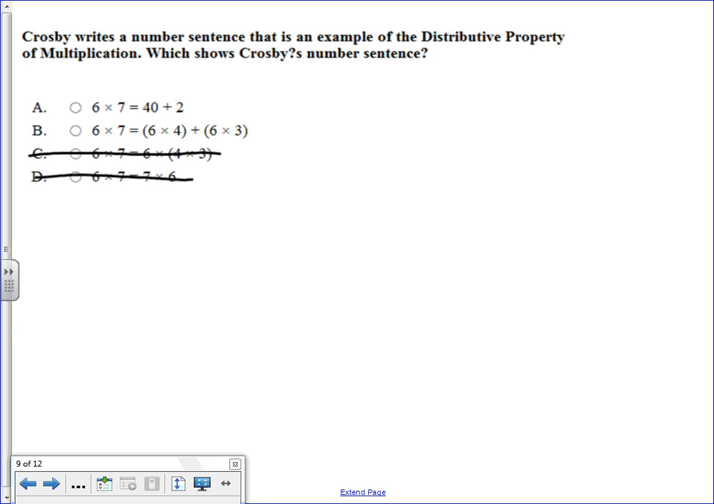B is correct, because what they did with B is instead of doing 6 times 7, they broke 7 up into 4 plus 3. Good job, Elias.